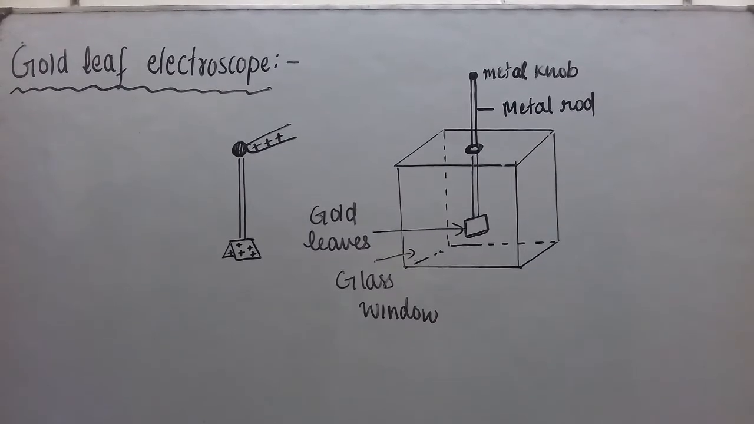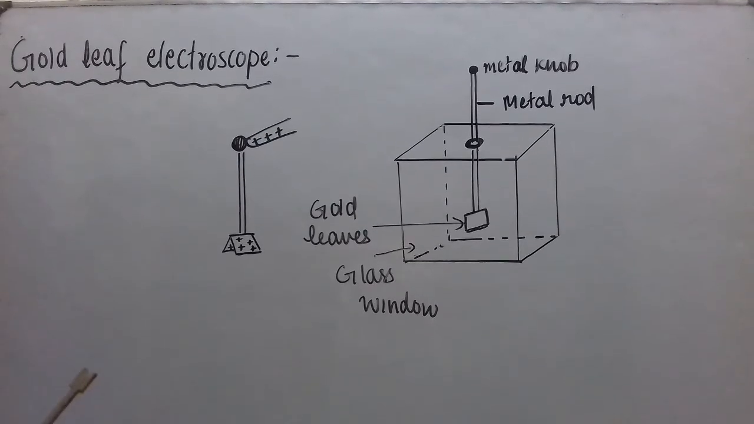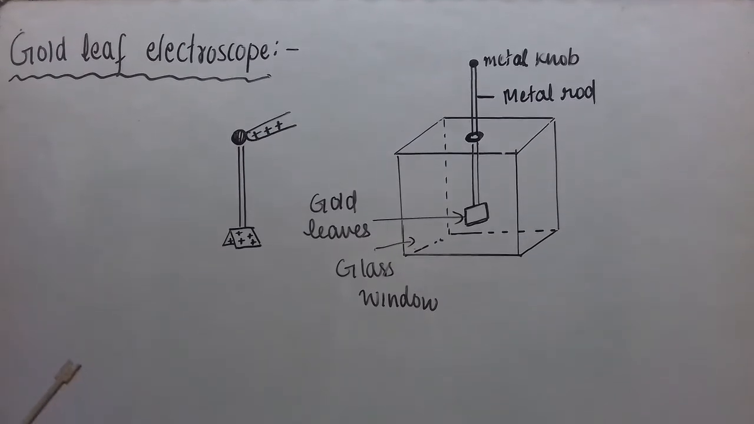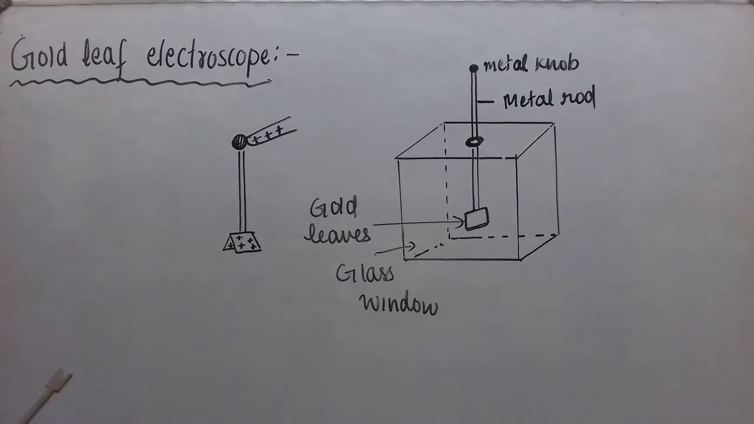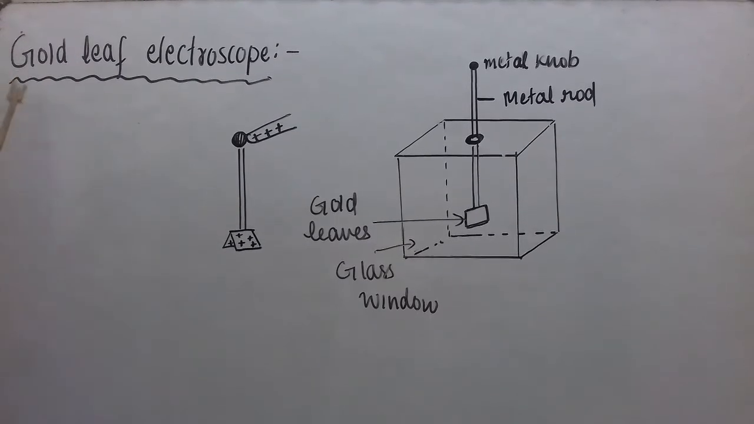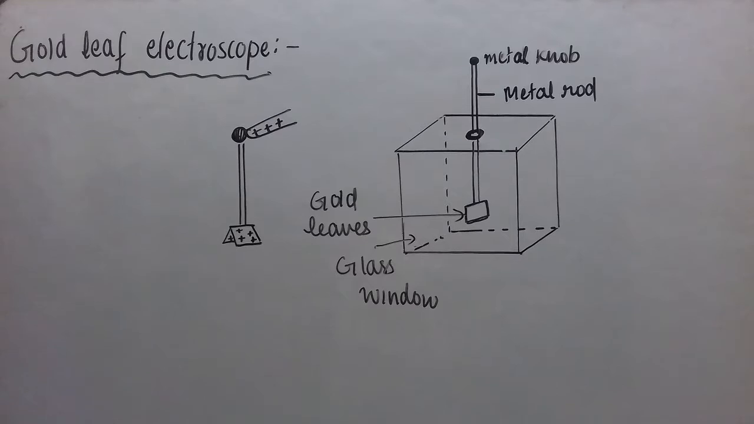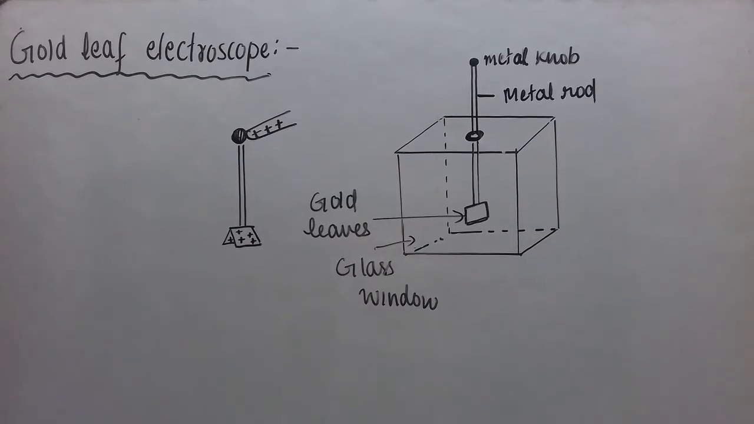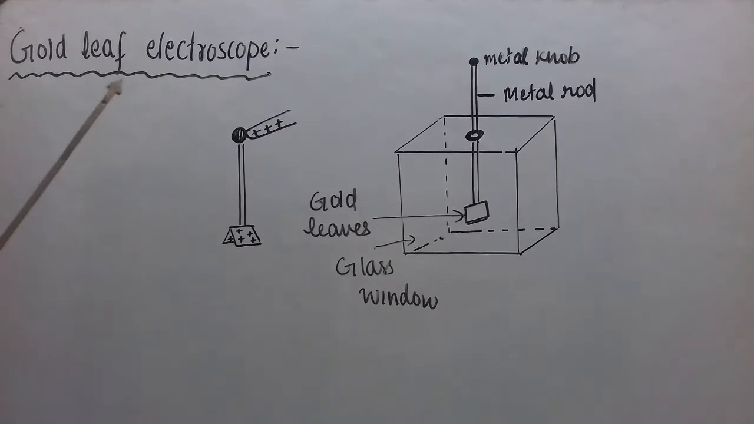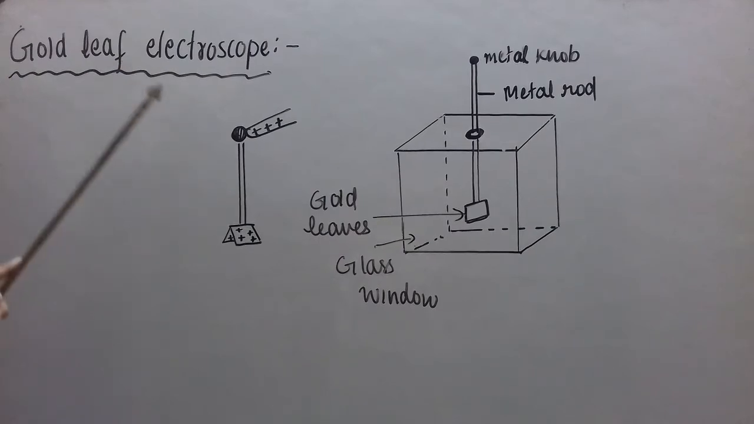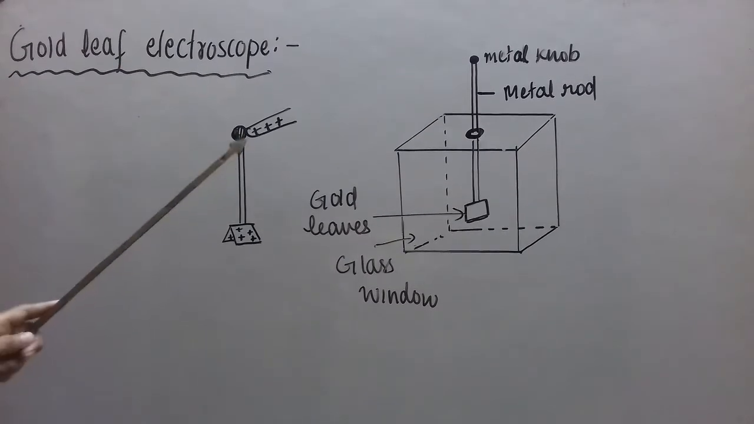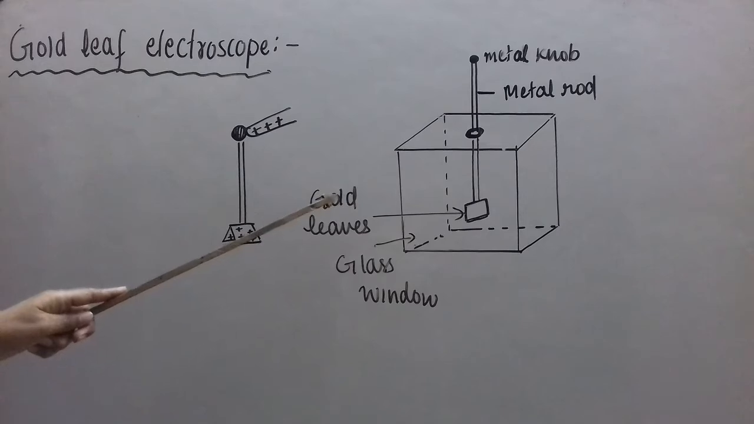Now let us see if there is any instrument which can detect the presence of charge on a body, which can detect if a body is charged or not. This is the gold leaf electroscope. You have studied in your lower classes that it detects the presence of charges on a body. Now how does it work? Just have a look at the simple diagram.